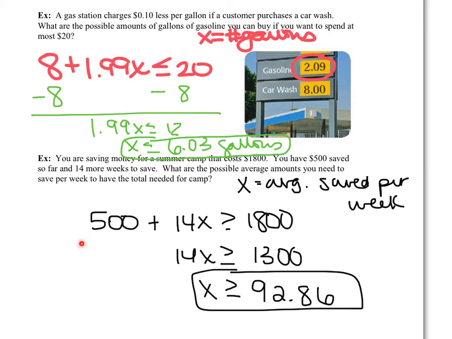On this example, we have $500. We're saving for another 14 weeks. The thing that we don't know is how much we're saving per week, so that's x. And we need at least $1,800 for the camp. So that amount that we save in total could be $1,800 or it could be more. This is a situation where if you save exactly $1,800, you'd be fine, but if you saved $2,000, you'd be fine as well. So then if you solve this by minusing 500, dividing by 14, you need to save at least $92.86 per week. So it would be okay to save $93, but it wouldn't be okay to save $92.